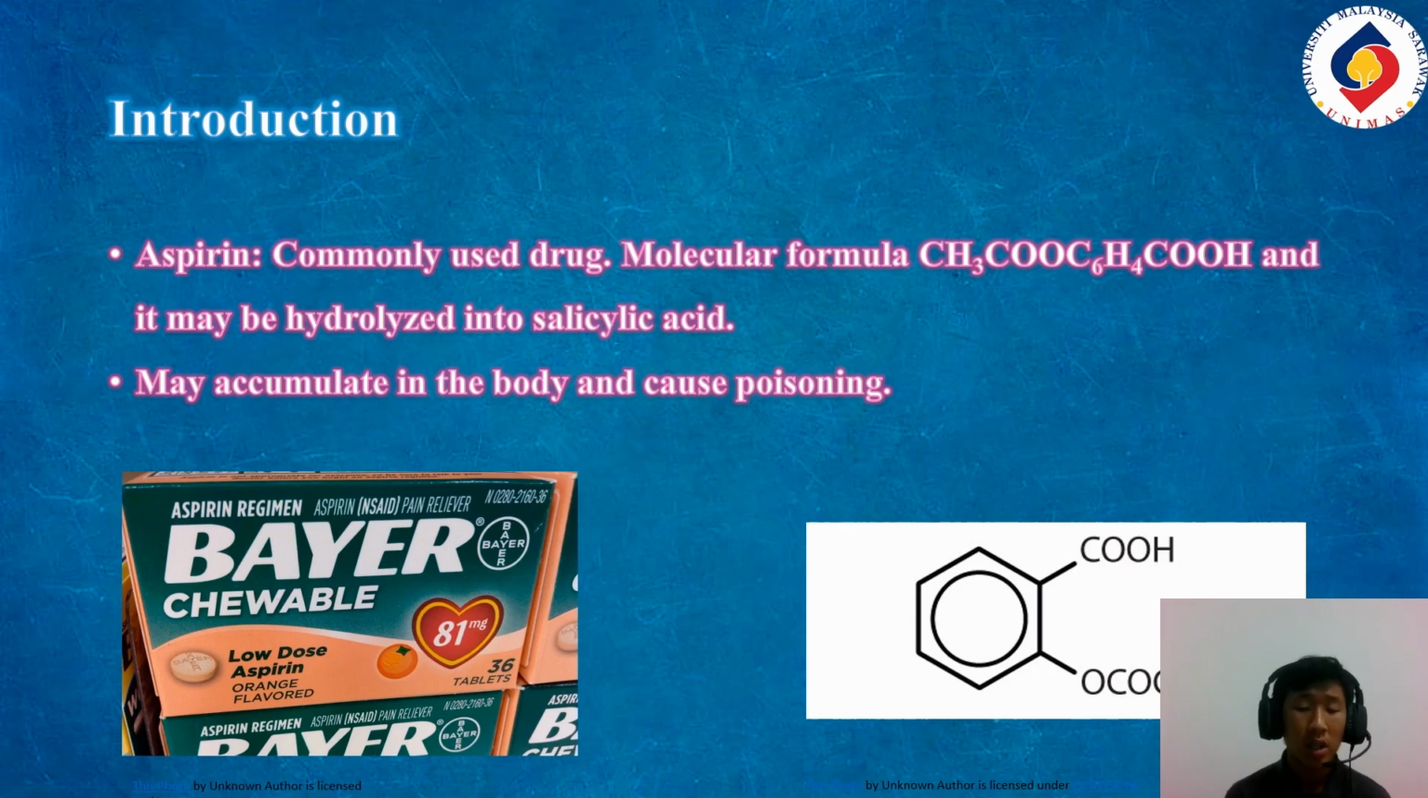So the molecular formula of aspirin is CH3COOC6H4COOH, and it may be hydrolyzed into salicylic acid. On the right bottom, you can see that the molecular structure of aspirin is as such, and on the left bottom, you can see one of the most commonly used brand of aspirin.